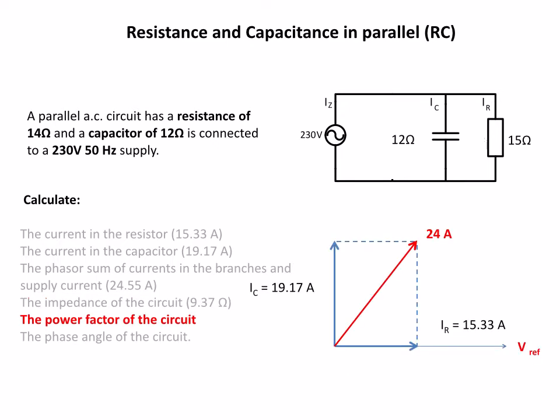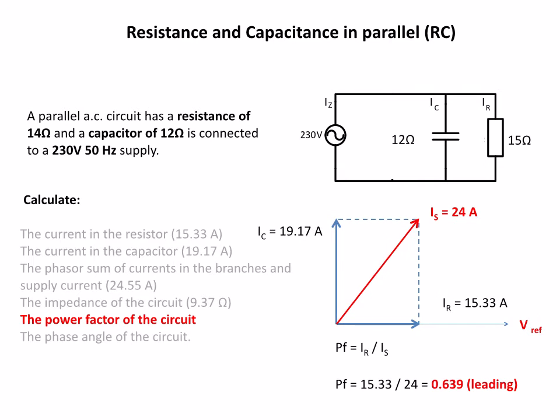Power factor, again, is going to be IR over IS. 15.33 divided by 24 gives me 0.639 leading. And it's a leading circuit because it's a capacitive circuit, and that supply current is in front of the resistive current, in front of the voltage reference, because remember the phases go anti-clockwise.